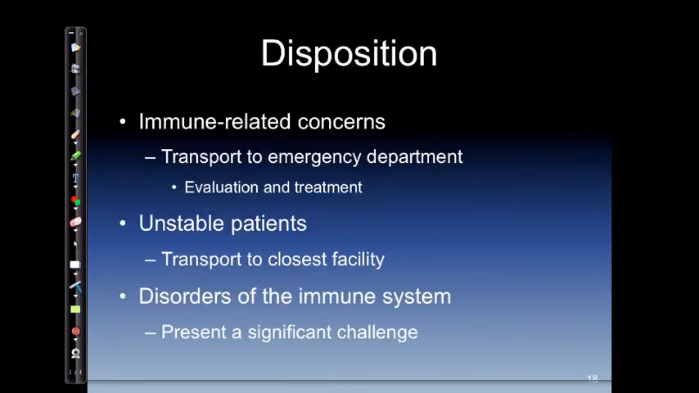On disposition, immune-related concerns like lupus or anything like that can be transported to the emergency room for further evaluation. Unstable patients should be transported to the closest facility. Any kind of disorder of the immune system presents a significant challenge to the paramedic for diagnosis.